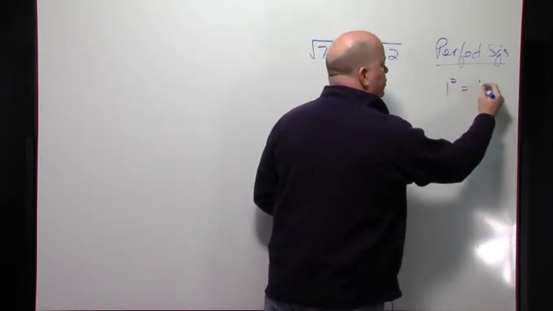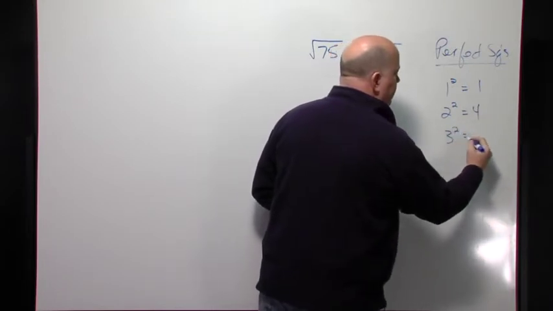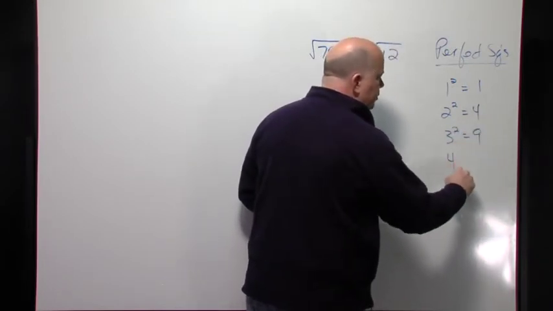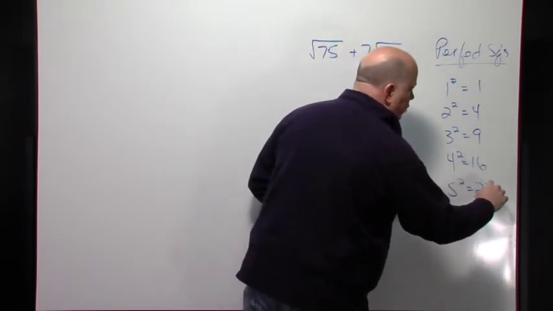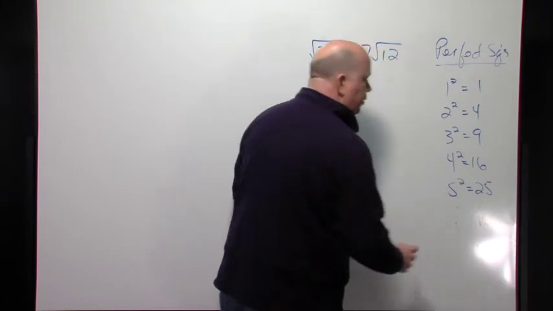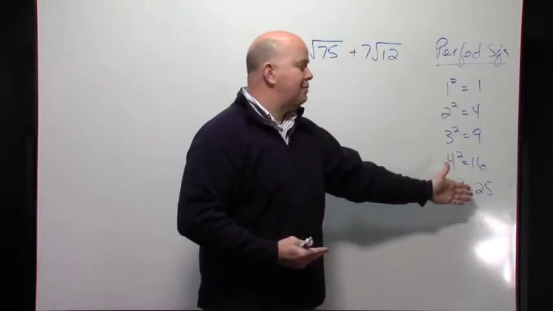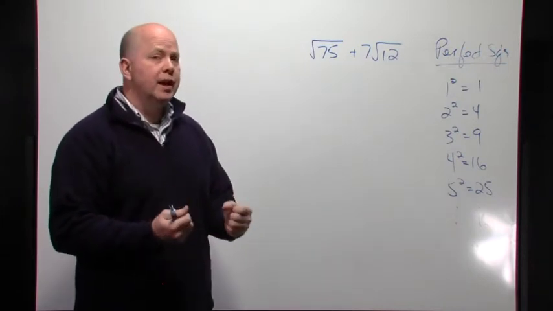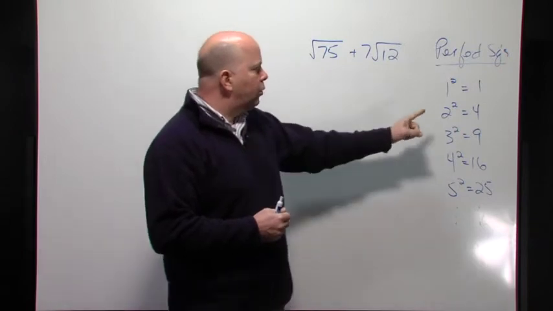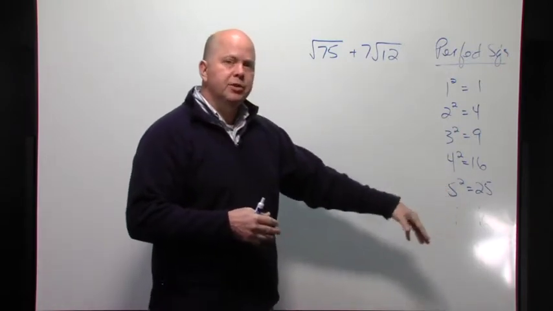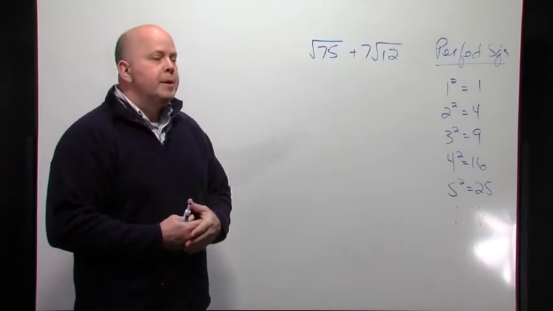The first is 1 squared, which is 1. The second is 2 squared, which is 4. 3 squared, which is 9. 4 squared, which is 16, 5 squared, which is 25, and as I said before, this list goes on forever. And again, these are some special numbers in mathematics that you should know. You should get a grasp on them and love them like I do. So 1, 4, 9, 16, 25, 36, 49, and so on are the perfect squares.